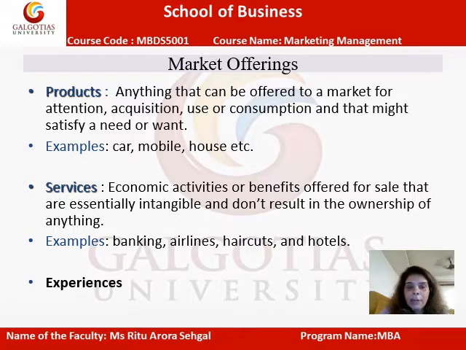Now, services are economic activities or benefits offered for sale that are essentially intangible and don't result in the ownership of anything, like banking, airlines, haircuts, hotels. I want to explain this concept where you don't get ownership. Let's understand the difference between a tangible product and an intangible product. Suppose I have a demand for a vehicle. I go and purchase it, so I become the owner. I am the owner of that vehicle, so that's mine. That comes in my custody.